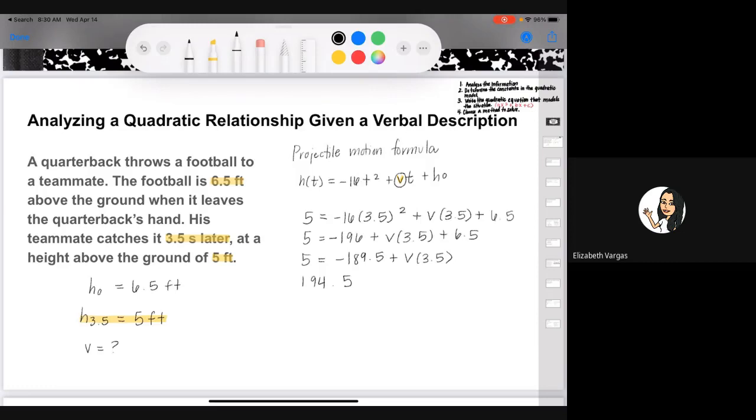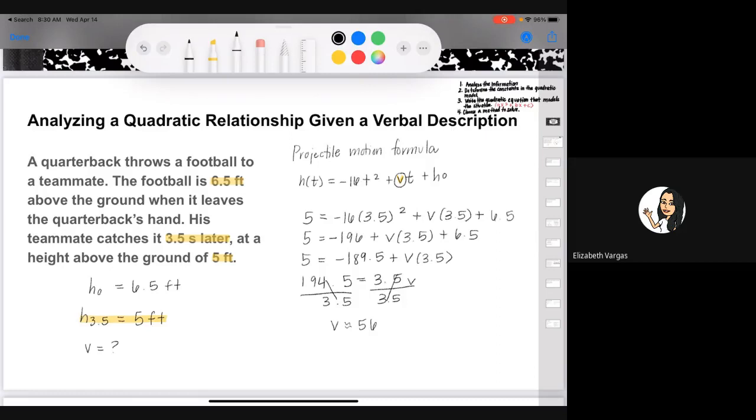Right, so right now I'm just trying to isolate that V. And by doing that, I see that V is equal to approximately 56.